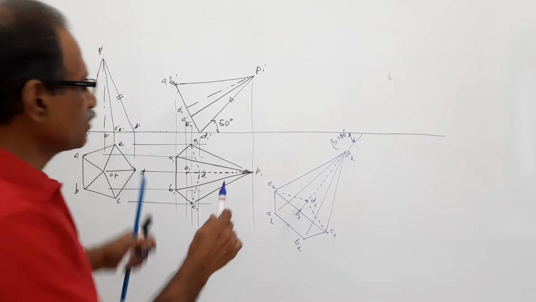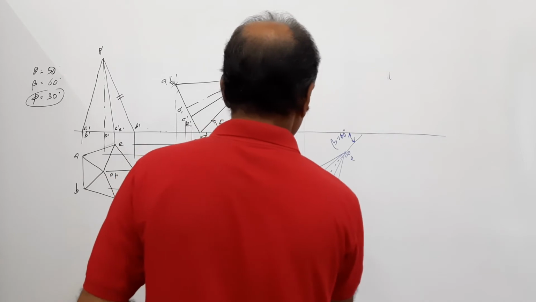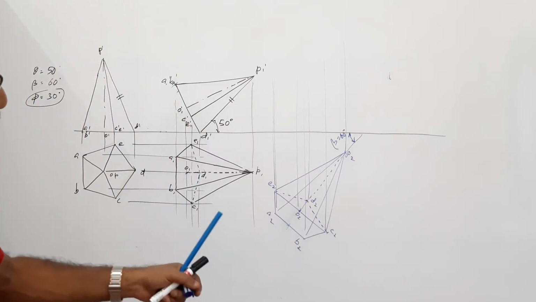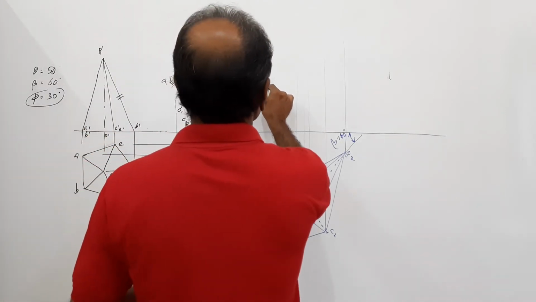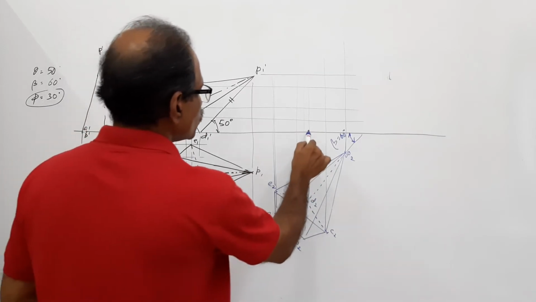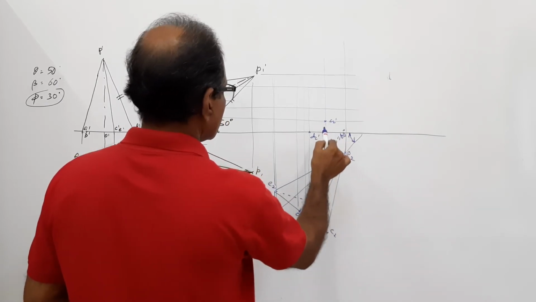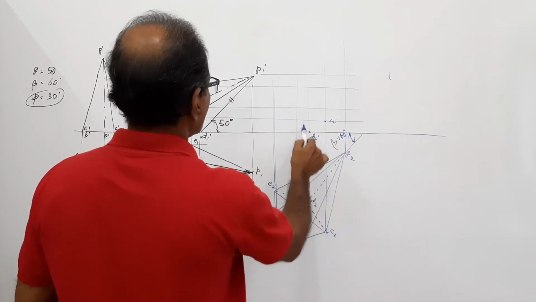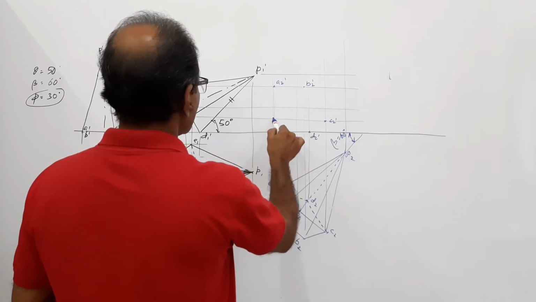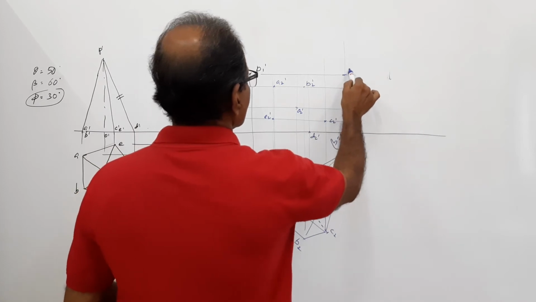Agreed? Now what? Draw vertical projectors up. 1, 2, 3, 4, 5, 6, 7. Okay. Draw horizontal projectors. And look at the points. D2, D2 dash, C2, C2 dash, B2, B2 dash, A2, A2 dash, E2, E2 dash, O2, O2 dash, P2 dash.